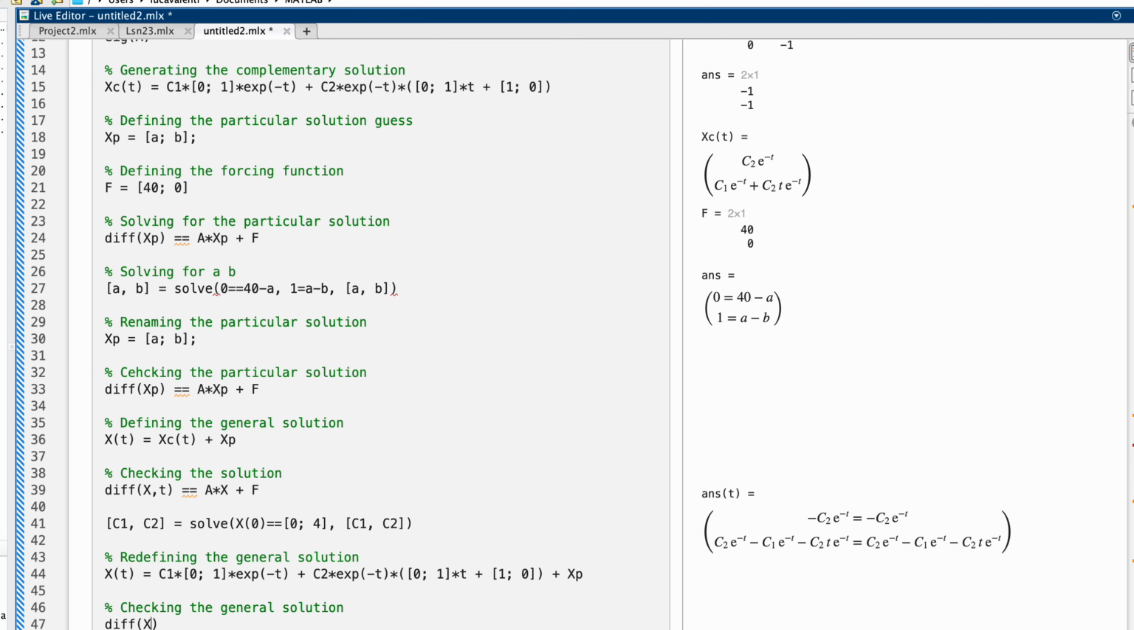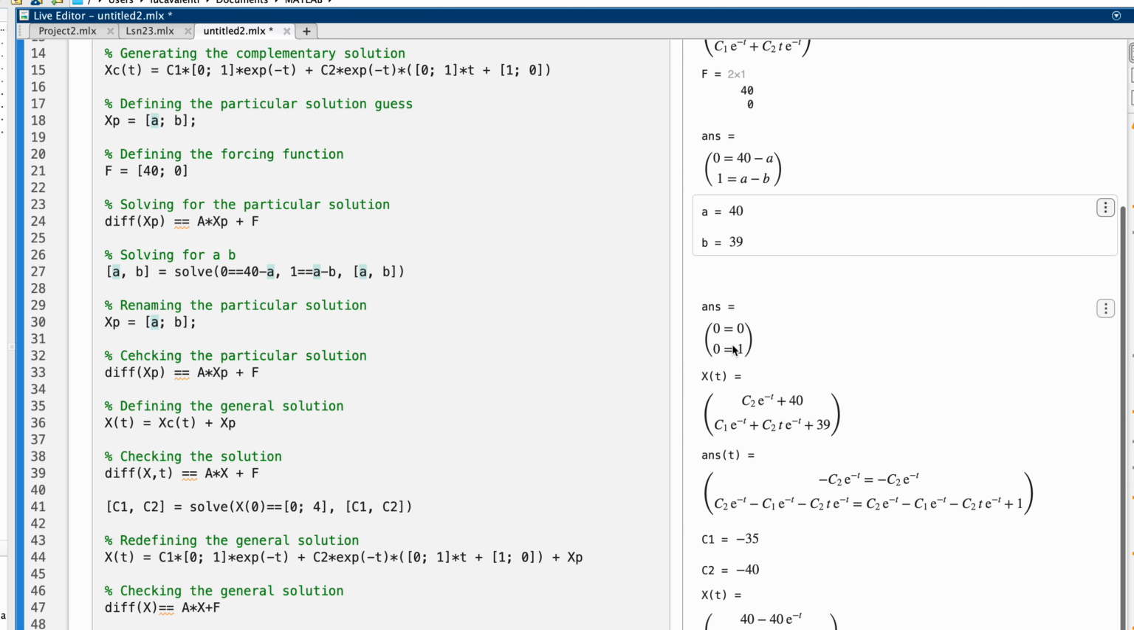We take the derivative of this and we say that has to be equal to a times x plus f. And then we press Control Enter. Here I forgot the double equal sign for the equation. But now that we have all of this, we notice that 40 and 39, so why do we have 39 here? Because I said that this is equal to 1. And where did I get the 1?